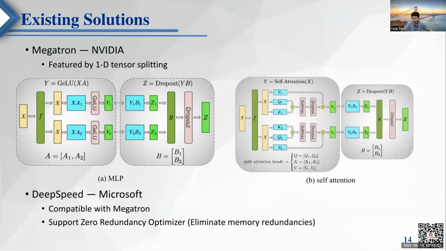The most widely used approaches today are NVIDIA's Megatron and Microsoft's DeepSpeed. The key idea of Megatron is 1D tensor parallelism, and the key idea of DeepSpeed is ZeRO and offload. Those are the current solutions.